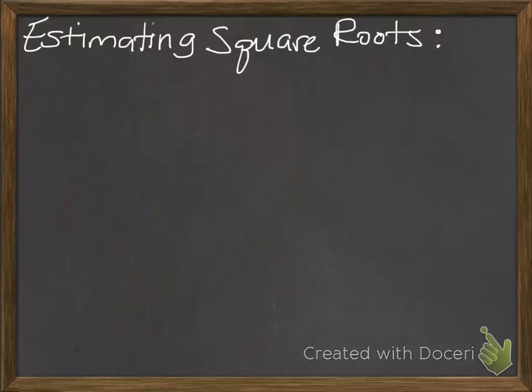The worksheet 3-6 is about estimating square roots. So before we start estimating these square roots, we want to first understand what rational numbers again are and what irrational numbers are.